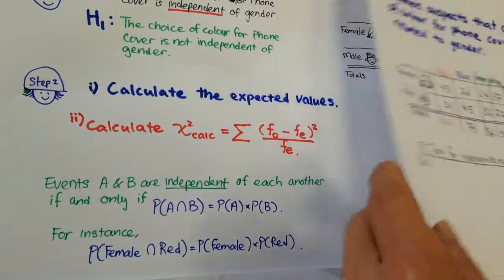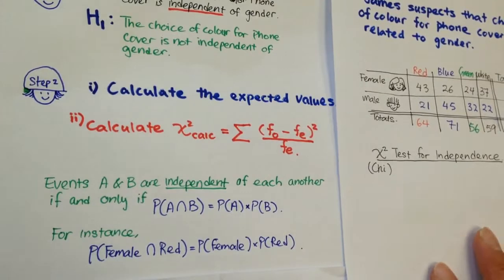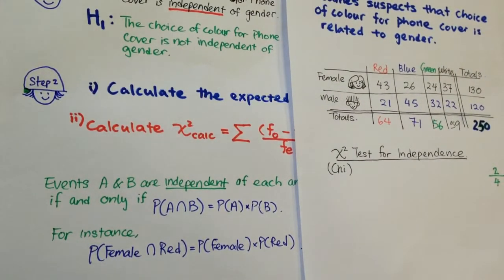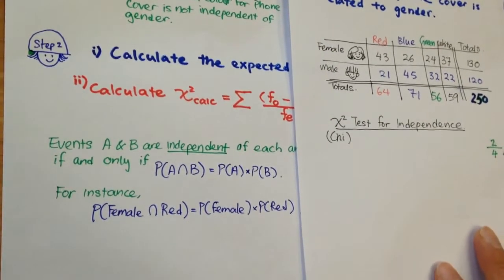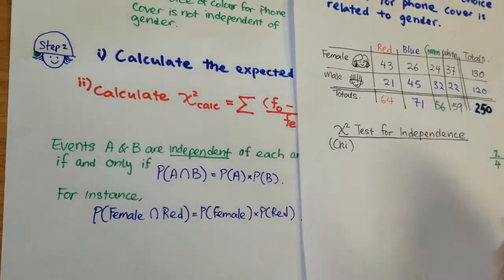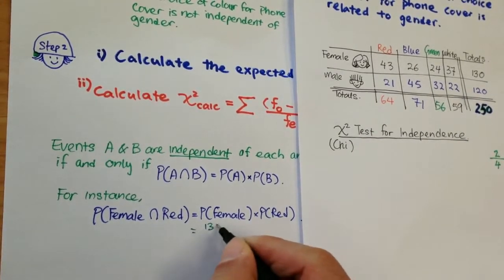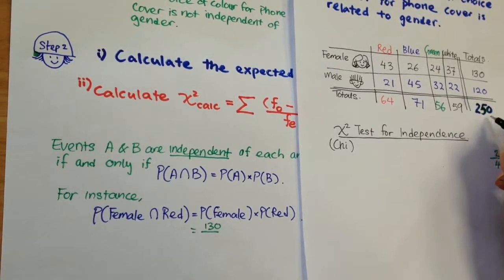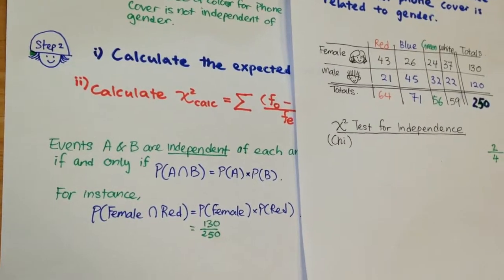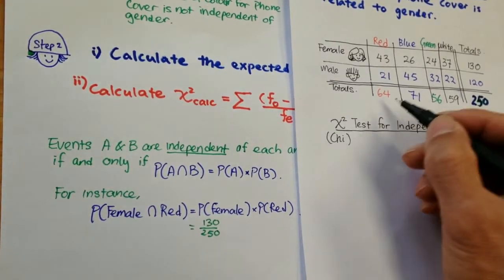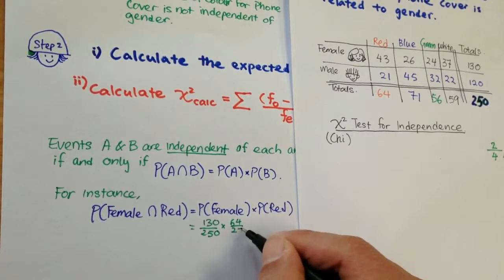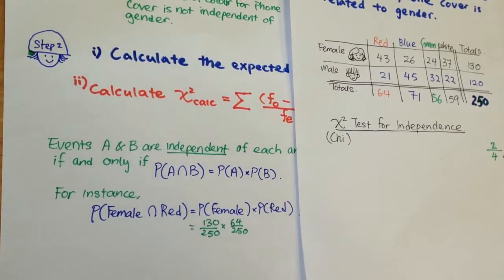So to do that, we need to have some data. What is the probability of female? Well, probability of female in our case is to use the values here. For example, 130 females out of a population of 250. So that is our probability of female. And probability of people selecting red, there's 64 of them out of 250. So here's the probability.